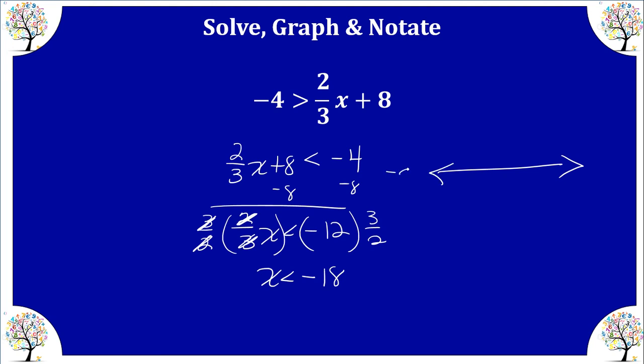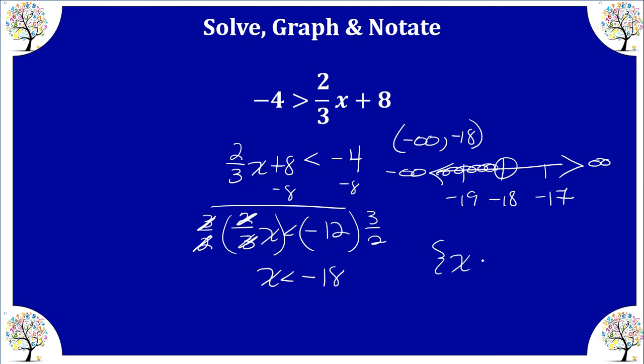On the number line, the solution set looks like this. It is an open circle and shaded to the left, so my solutions are from negative infinity up to negative 18, not included. Set builder, x is an element of the real number such that x is less than negative 18.